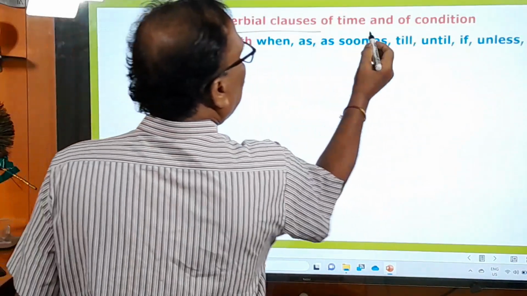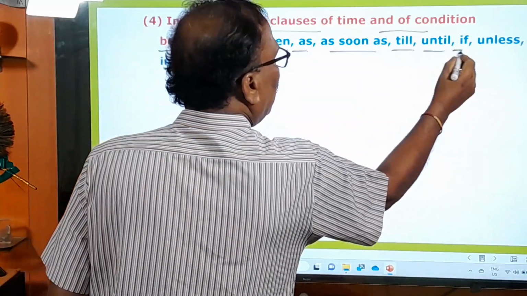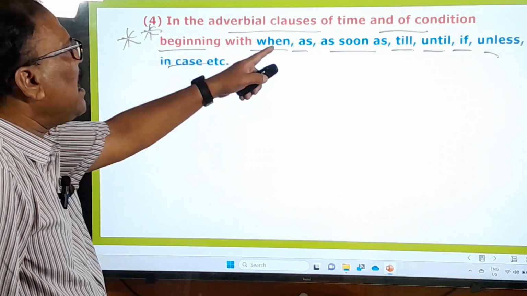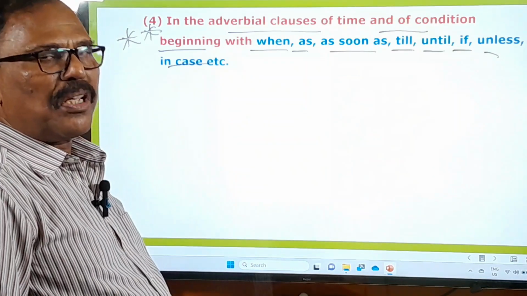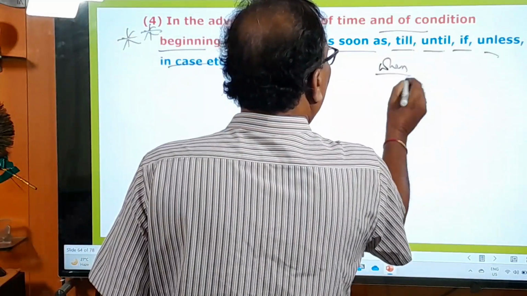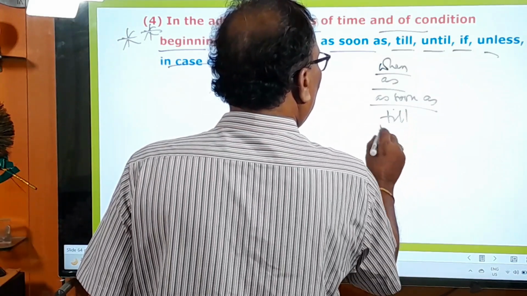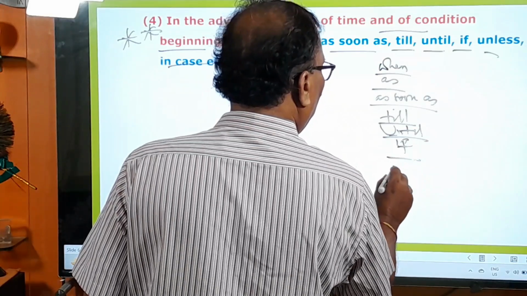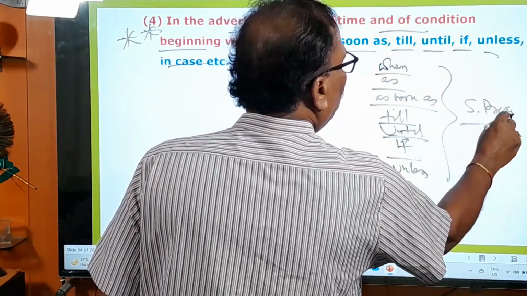In the adverbial clauses of time and of condition beginning with when, as soon as, till, until, if, unless, in case. It's an important rule. These are all subordinating conjunctions. After them we must use the simple present. When, as soon as, till, until, if, unless. After them, simple present only you have to use.